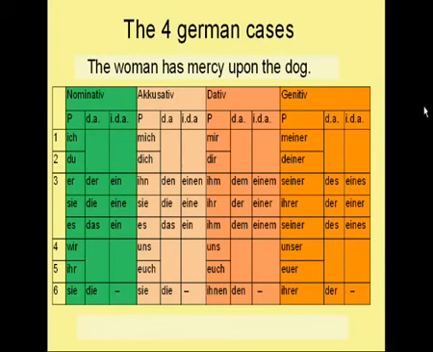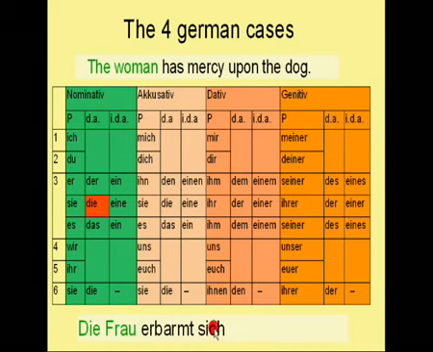Let's try another sentence. The woman has mercy upon the dog. Which one is the subject? The woman. And we take the article die because woman is a female noun in German. Therefore the sentence starts with Die Frau erbarmt sich. And to have mercy upon something is also a reflexive verb in German. Therefore here again you can find the reflexive pronoun. Now the dog is obviously the genitive object.